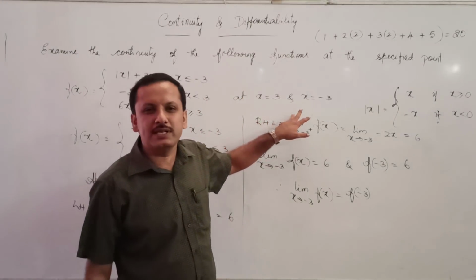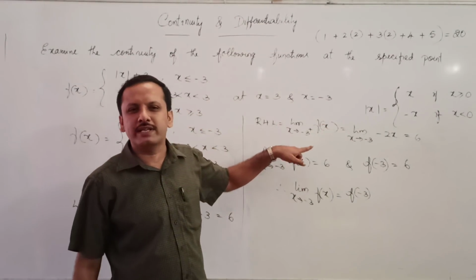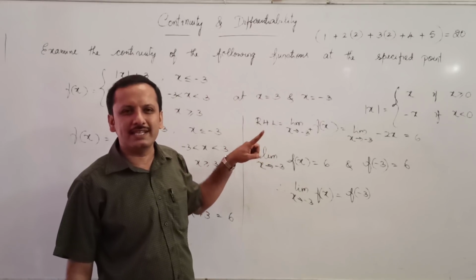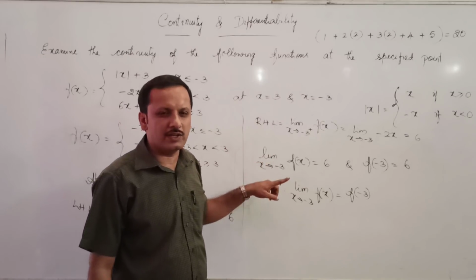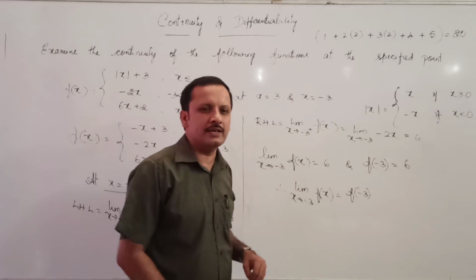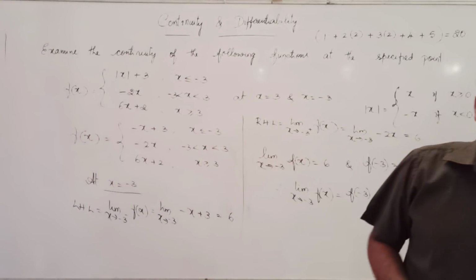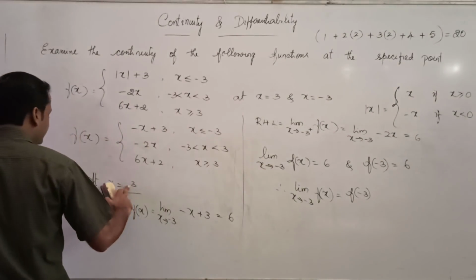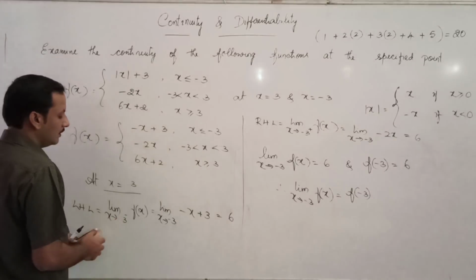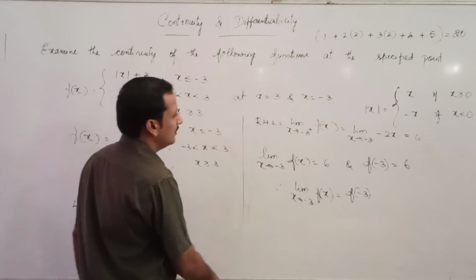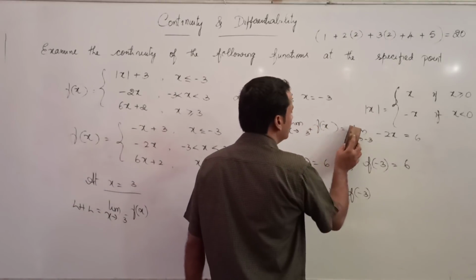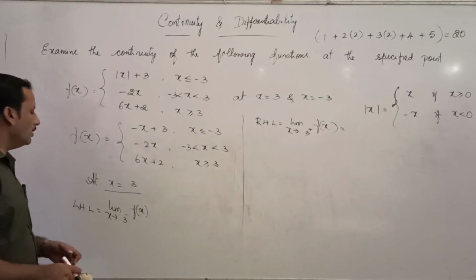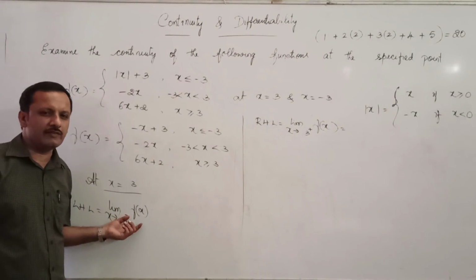Okay. So they have given 2 points, 3 and minus 3. First we have tested at x equal to minus 3 and we have seen that at x equal to minus 3 the function is continuous. Okay. Now let us examine the continuity at x equal to 3. So at 3 I want to test the continuity.